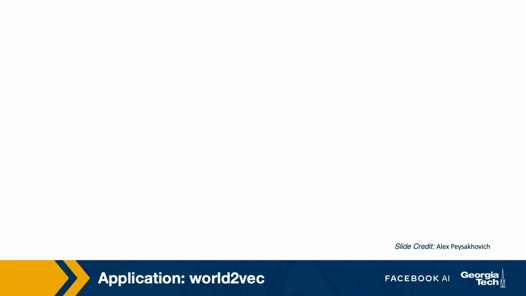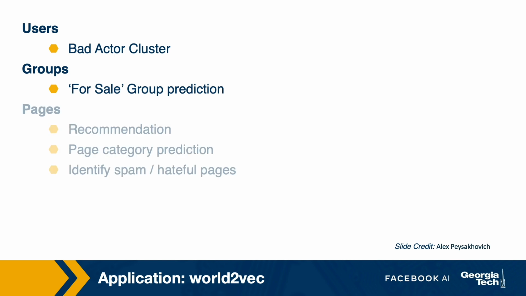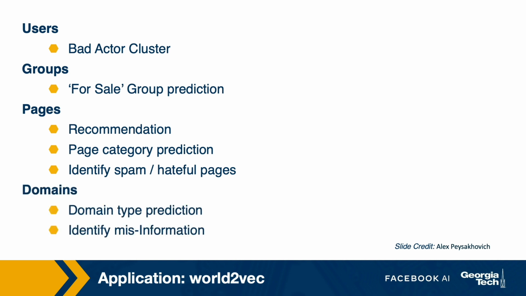Once we have embedded the giant graph, what can we do with it? Here's an incomplete list. For users, we can use it to detect bad actors, where bad actor is defined as people who post malicious content. For groups, we can use it to identify certain category groups such as for sale. For this type of group, users usually engage with it in a certain way. For pages, again, we can do recommendation, category prediction, and identify spam and hateful pages. For domains, we could predict the domain type and identify misinformation.